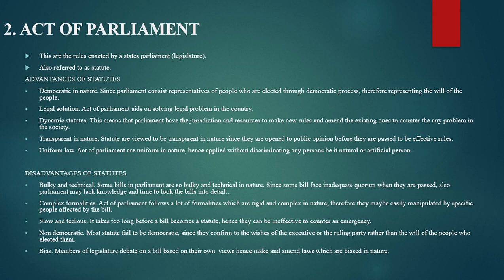They are also dynamic. This means that Parliament has the jurisdiction and the resources to make new rules and amend existing ones to counter any problem in society. For instance, in Kenya, there is a bill in parliament about the gender rule. So parliament has all the resources to interrogate, to move on, to make debates, to amend, and to ensure they establish the gender rule as it has been propagated by the constitution.